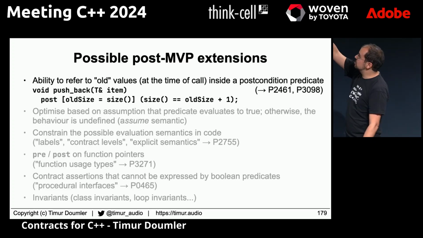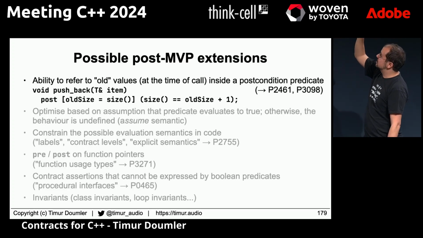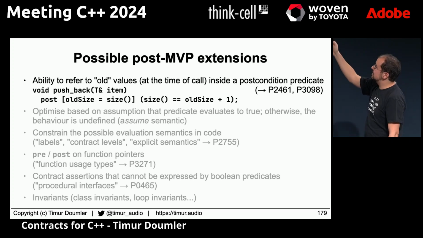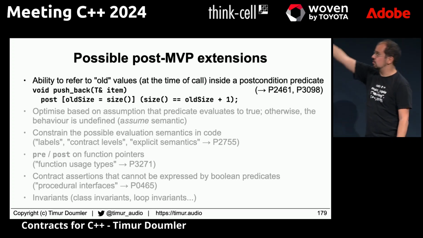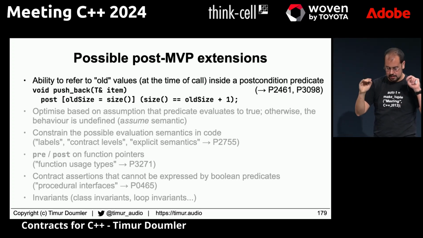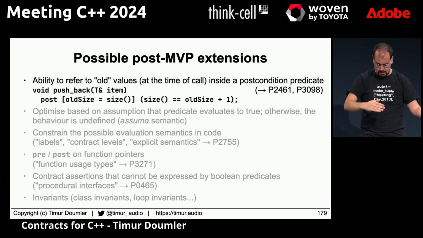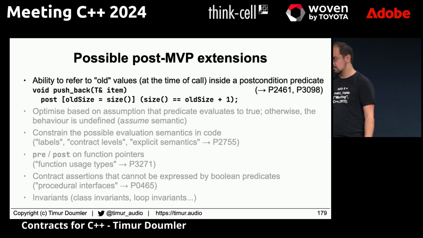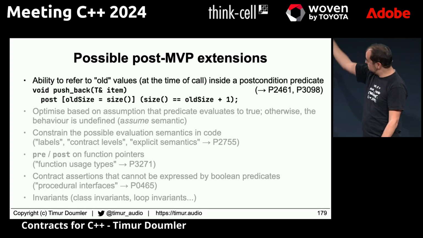You want to add these post-condition captures, which let you express things about, well, the size was this before the function was called, but the post-condition is that it's now something else. So kind of remember the values at the time when the function was called and then check them later. This is a feature that's not in the paper, so it's probably not going to be in C++26. I don't think any of this will be in C++26.